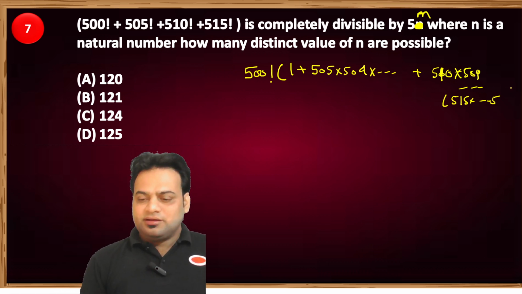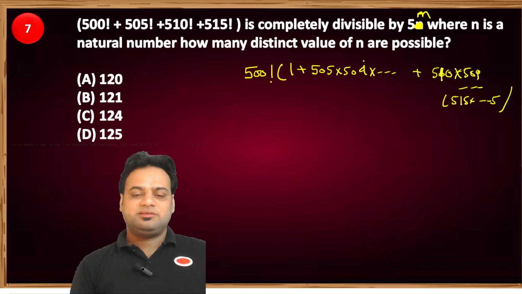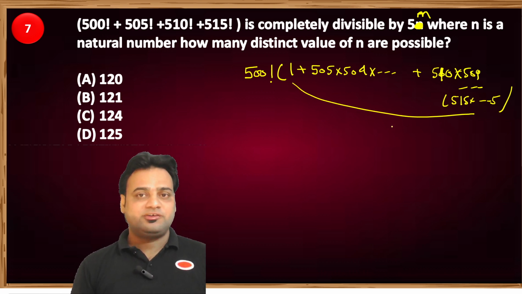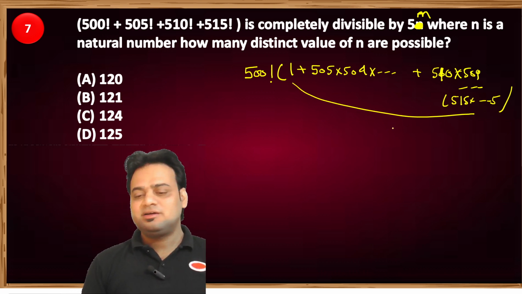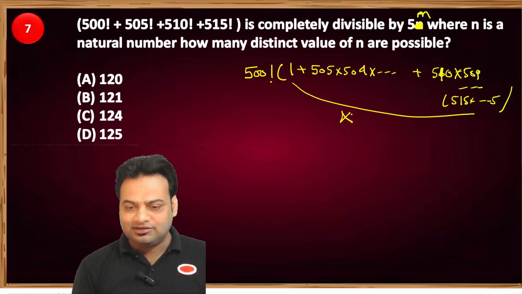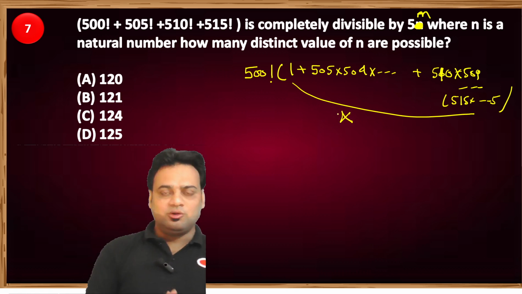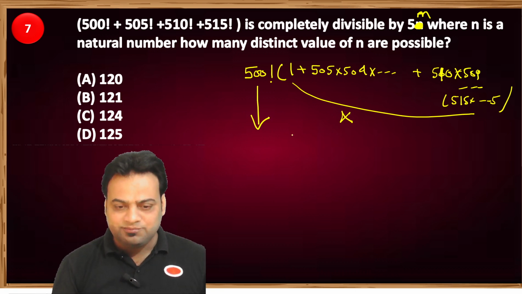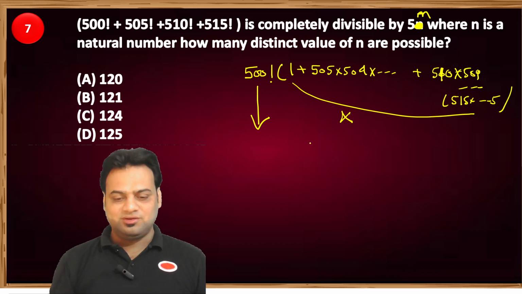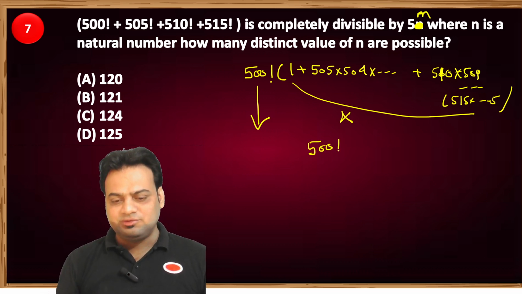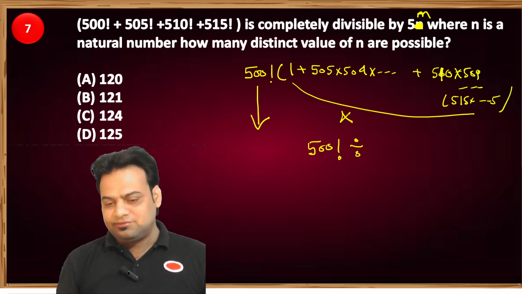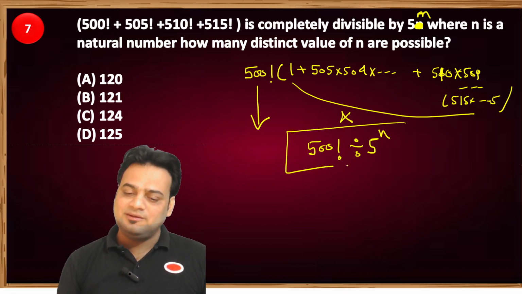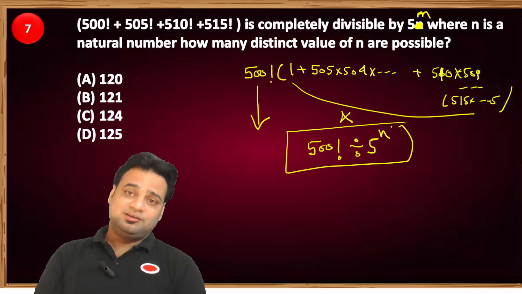That way, if you add these brackets, the unit digit is 1, so you cannot get a multiple of 5. So in this case you cannot get any power of 5; you only get 5 from the factorial 500. So we just require that 500 factorial is divided by 5 to the power n.